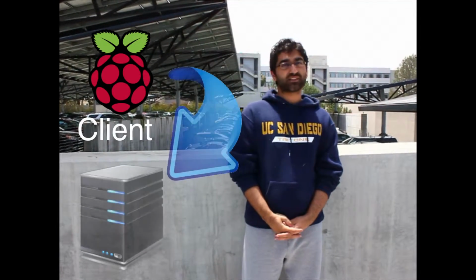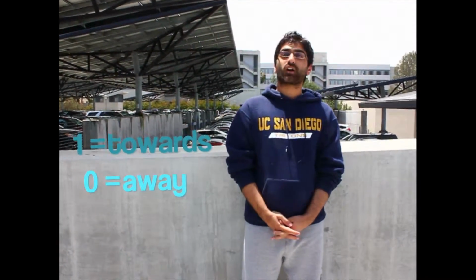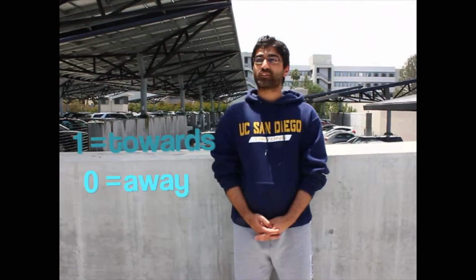The Raspberry Pi sends data over to the server using the TCP/IP protocol. The Raspberry Pi, which is the client, sends this data to my laptop, which is currently the server, using this protocol. The Raspberry Pi collects data as ones and zeros. Ones represent the car moving towards the Raspberry Pi, and zero represents the car moving away from the Raspberry Pi. The Raspberry Pi collects these ones and zeros and sends them to the server.